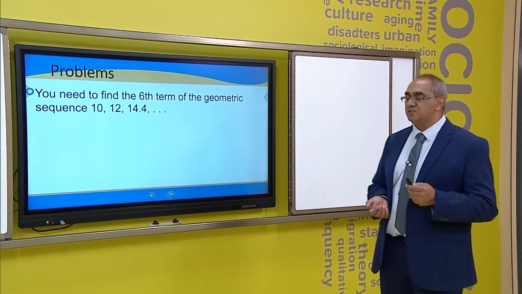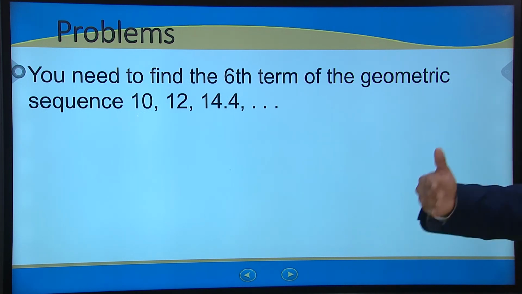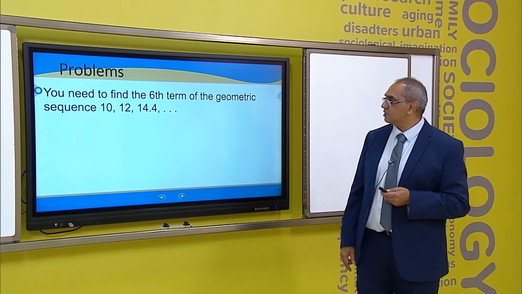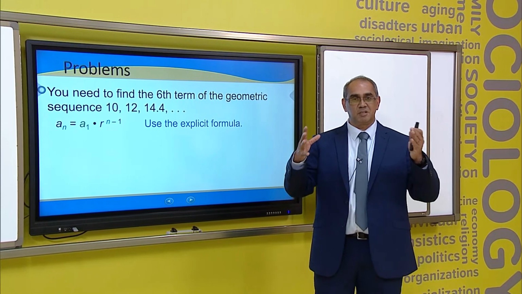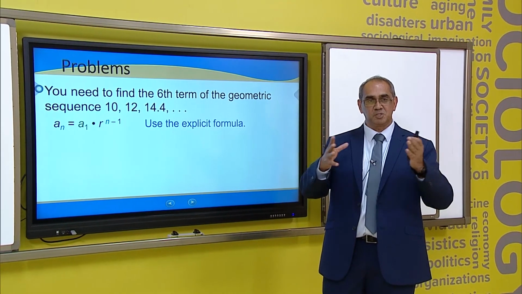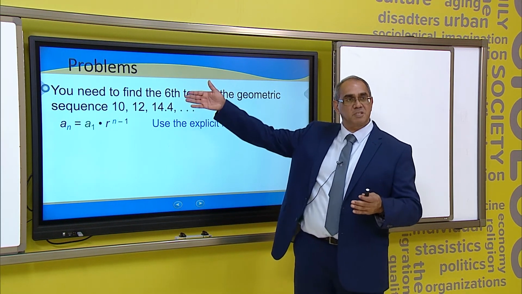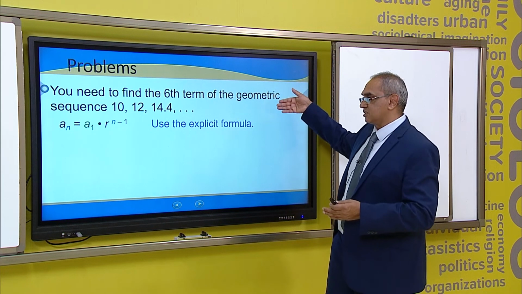And I say you need to find the 6th term. Why? Because the original photograph is the first term, and then I'm going to do this thing 5 times. So I'm going to end up with the 6th position. All right. I can start off by saying the first time I enlarge it, I multiply it by 1.2. That's 20% more. I get 12. I multiply it by 1.2. I get 14.4. And I can keep doing that till I get to the 6th term.